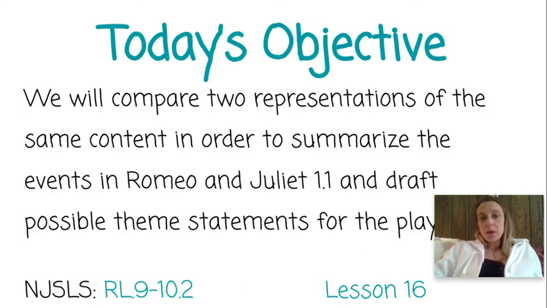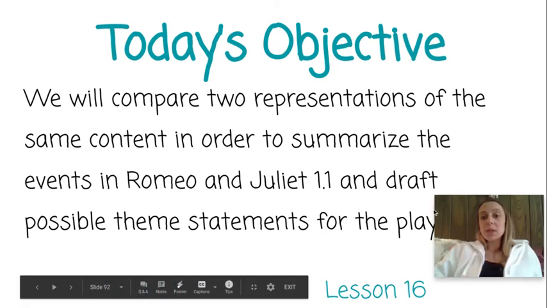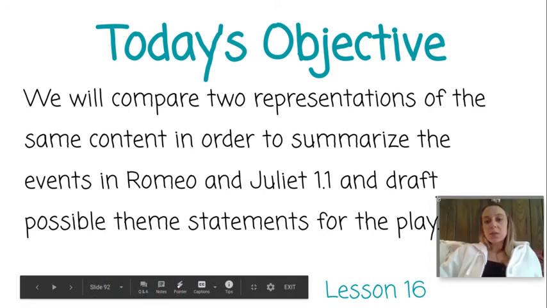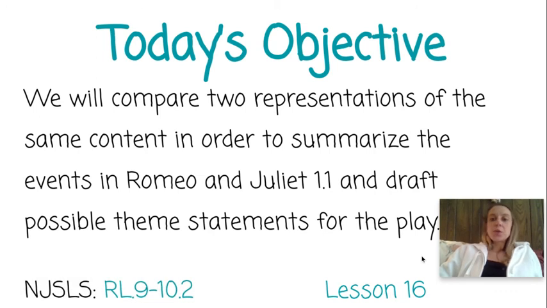So today we're going to compare two representations of the same content in order to summarize the events in Romeo and Juliet, Act 1, Scene 1, and draft possible theme statements for the play. So you're going to watch two different versions of the first scene of the first act of this play. So this is like the opening scene. The one version just does the first scene. The second version includes the prologue and the first scene.